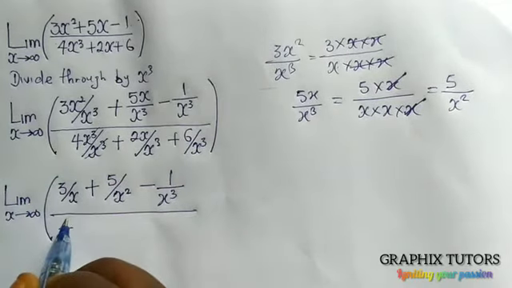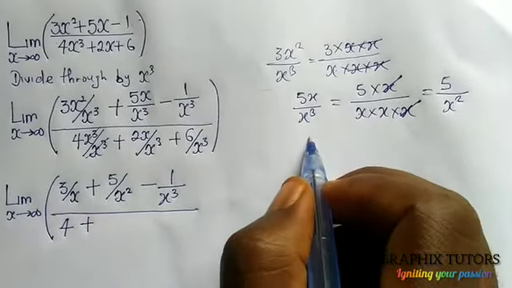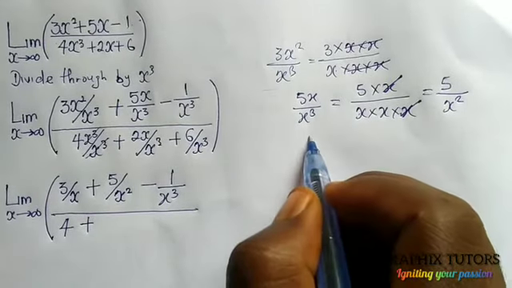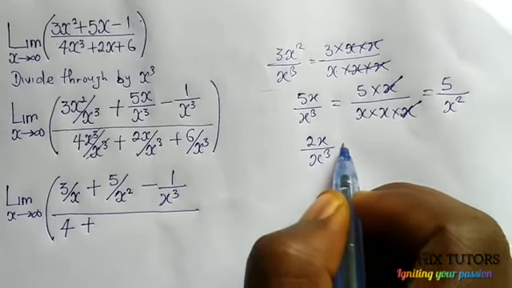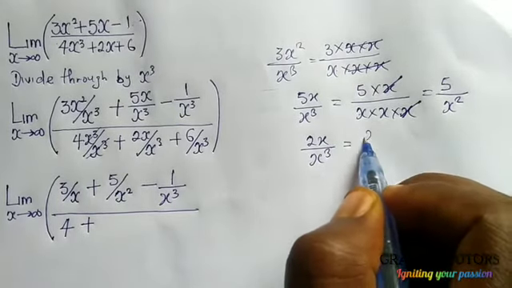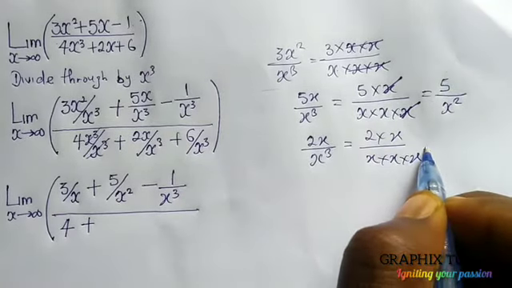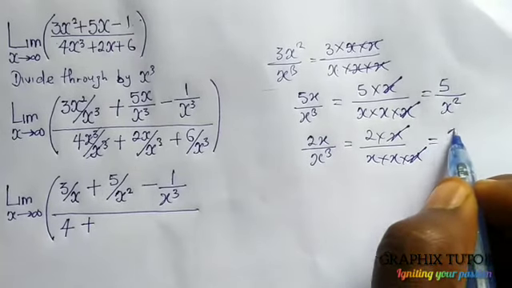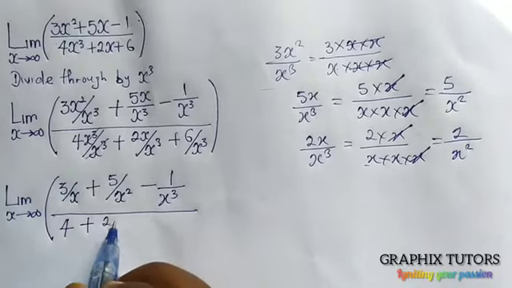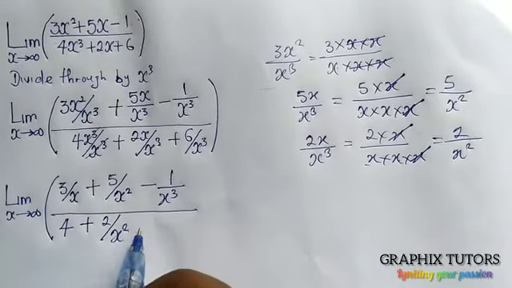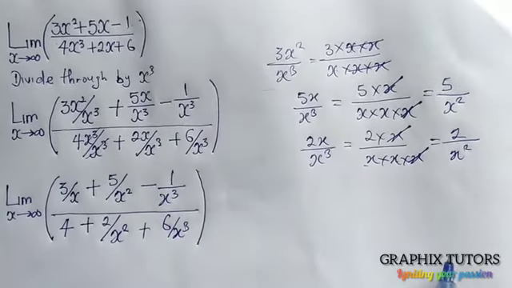We're left with 4. Plus, if you have 2x all over x cubed, it is like saying 2 times x all over x times x times x. One x will cancel one x. We're left with 2 all over x times x, that is x squared. So we are saying 2 all over x squared, plus 6 over x cubed. This is the first stage.